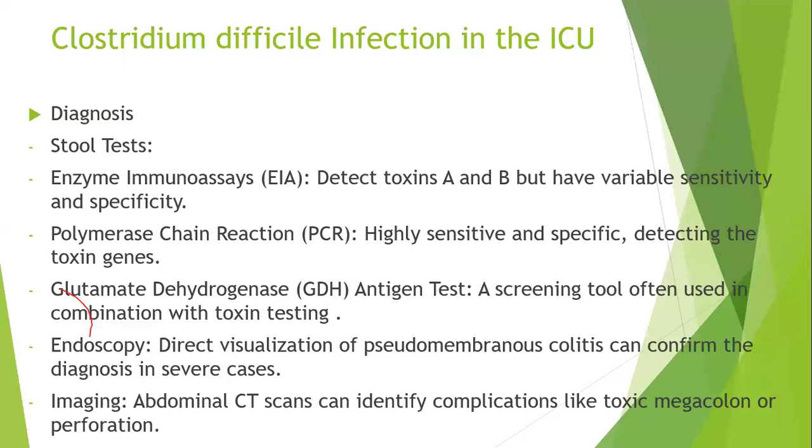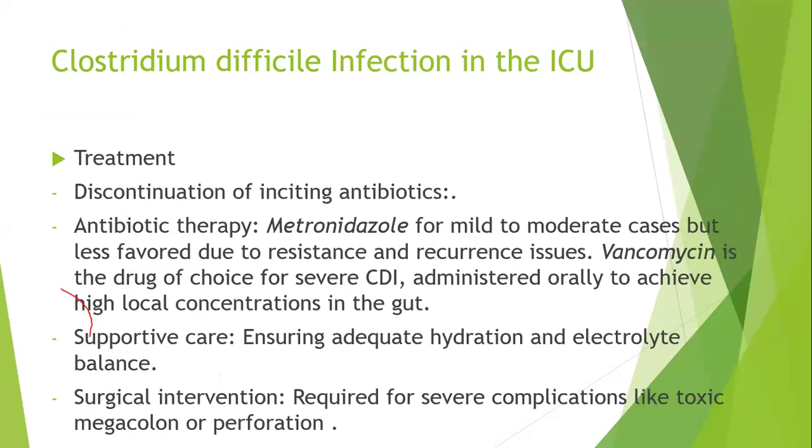All right, there are different ways to look at it. You do a stool test. You can do enzyme immunoassays where you detect toxins A and B. PCR is very sensitive; you can detect the toxin genes. And with endoscopy, you may even be able to find pseudomembranous colitis, especially in severe cases.